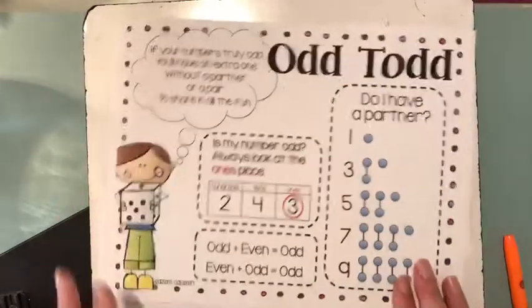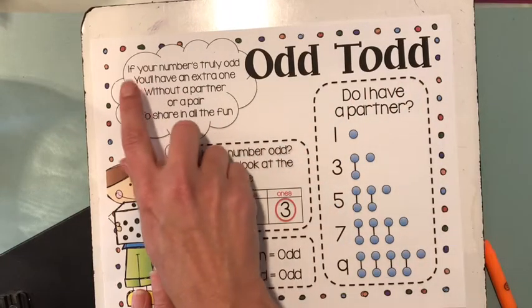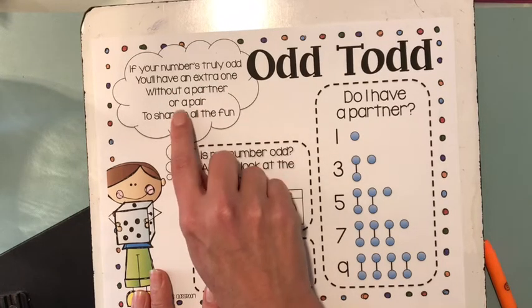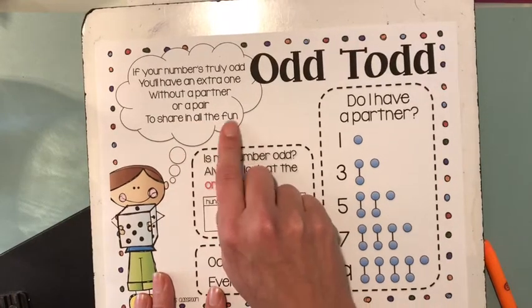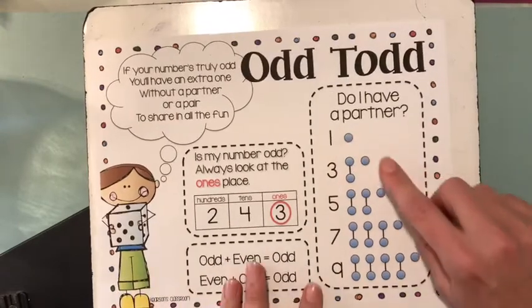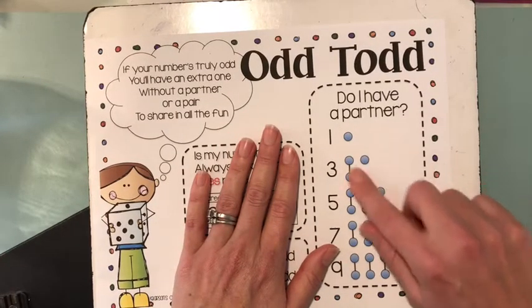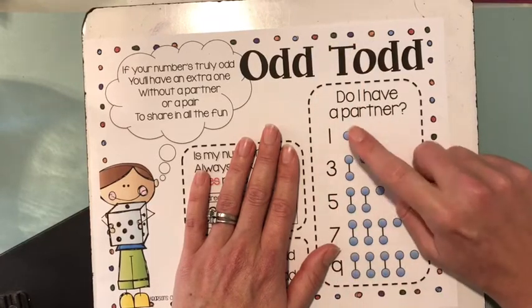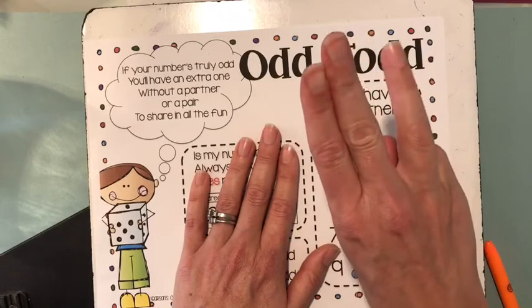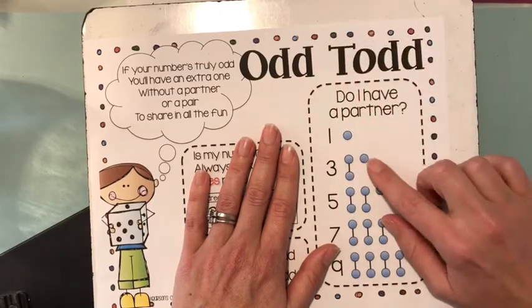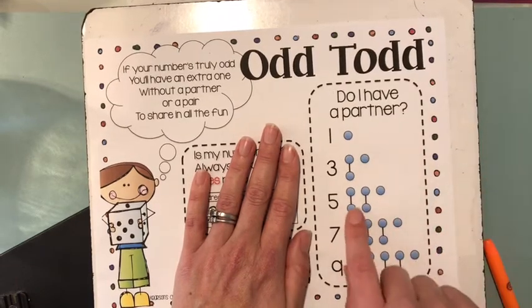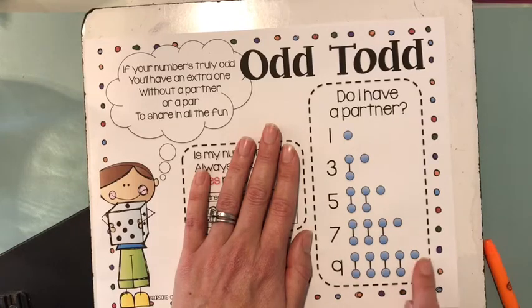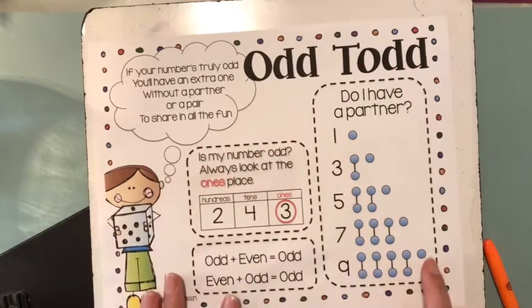Now, odd numbers. This is Odd Todd, and Odd Todd says, if your number is truly odd, you'll have an extra one without a partner, or a pair to share in all the fun. So there's always going to be one without a partner. So 1 doesn't have a partner, it's all by itself, so it's odd. 3, well, we have a pair here, but we have this odd finger out here. So it's odd because there's one that stands alone. Same thing with 5. It has a lonely dot out here. It stands alone, so it's odd. 7 and 9 also have an odd dot out there.